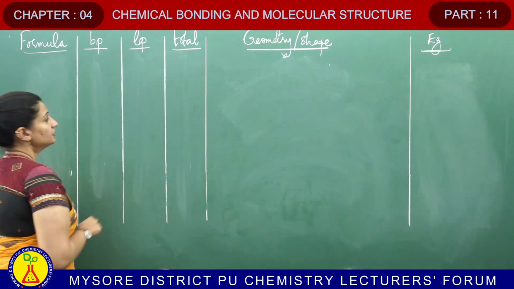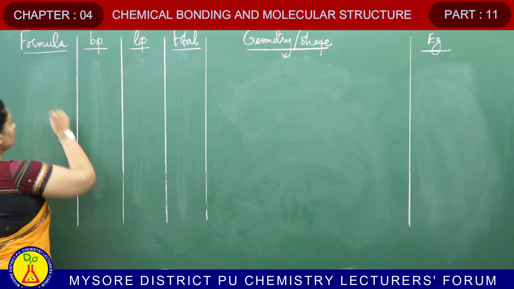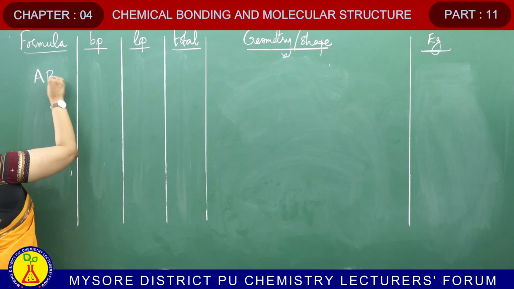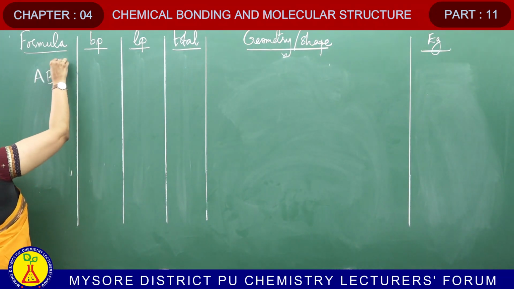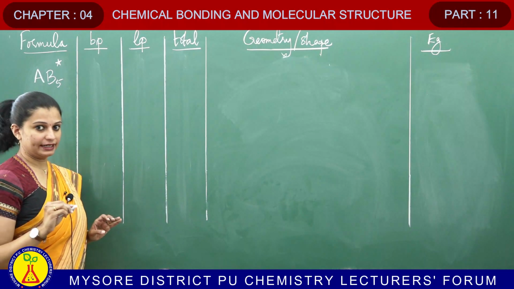Okay. The next molecule that we are going to try is AB5. AB5. So as you guessed, I am going to put a star because it is a regular geometry.